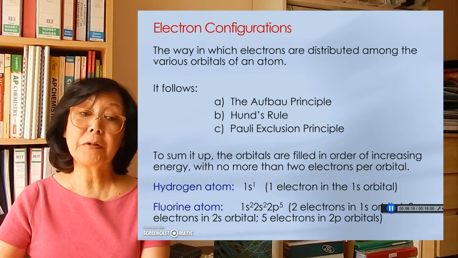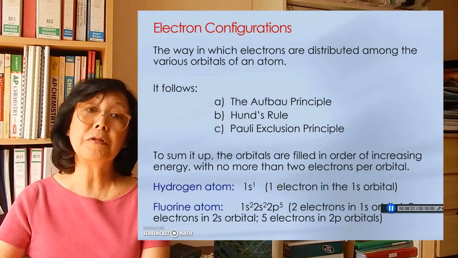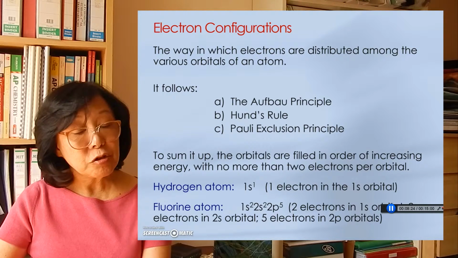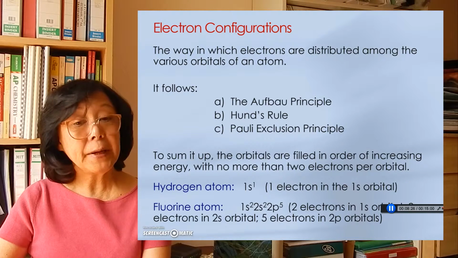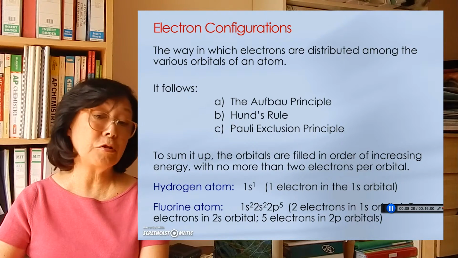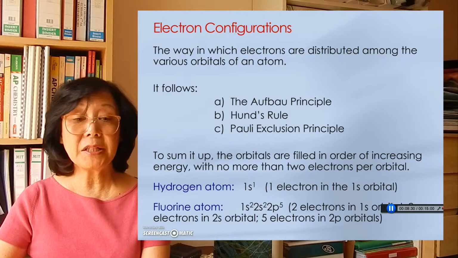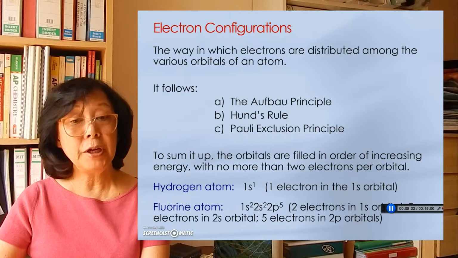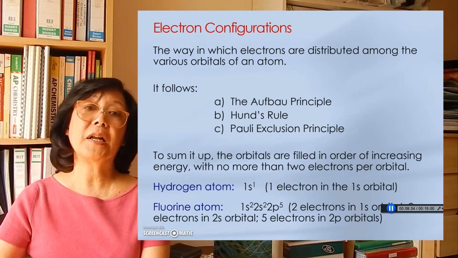So the electron configuration is: 2 electrons will go into the 1s orbital, the next 2 electrons will go into the 2s orbital, and the last 5 electrons will go into the 2p orbitals, hence having 1s2, 2s2, and 2p5 as the electron configuration.